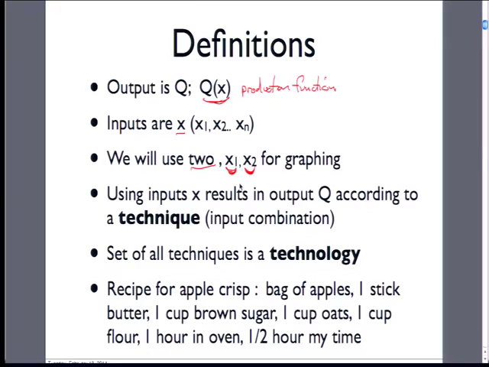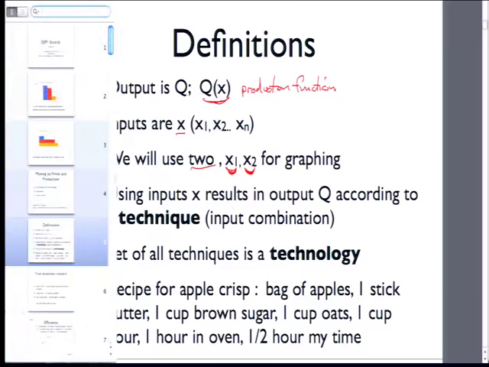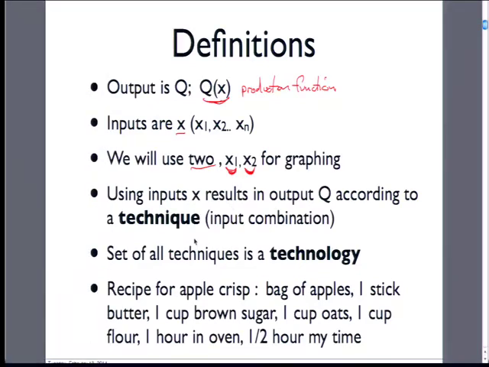So like we did with the budget constraint, we're going to look at combinations of these inputs, little bundles of these inputs, and we're going to call that a technique. A technique is going to be a bundle of 2 levels of 2 different inputs that we're going to combine together. That's going to result in an output Q. We're going to say there's a technology underlying it, and the technology is the way in which the two inputs can be transformed into the output Q.